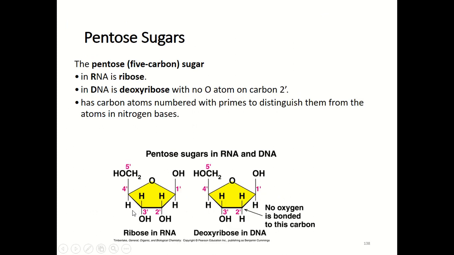Next, after we look at the nitrogenous base, now we look at the pentose sugar. The pentose sugar is a 5-carbon sugar. In RNA, we have a ribose sugar. Here, it has oxygen over here at carbon number 2. Meanwhile, in DNA, it does not have oxygen over here, so it is known as deoxyribose sugar.